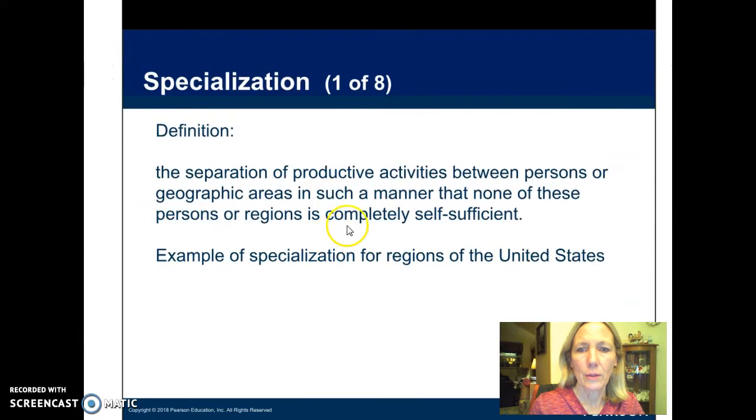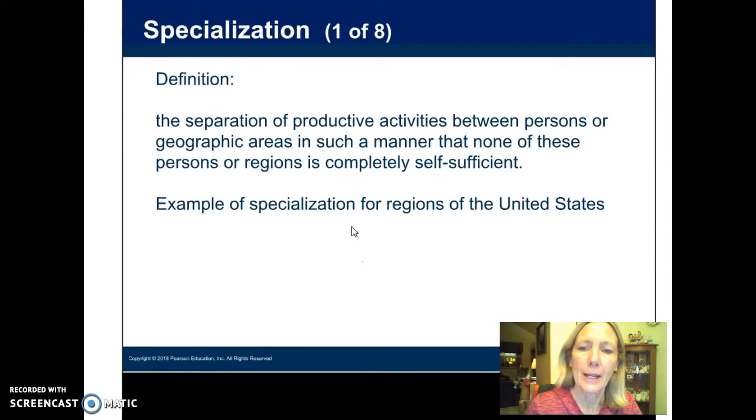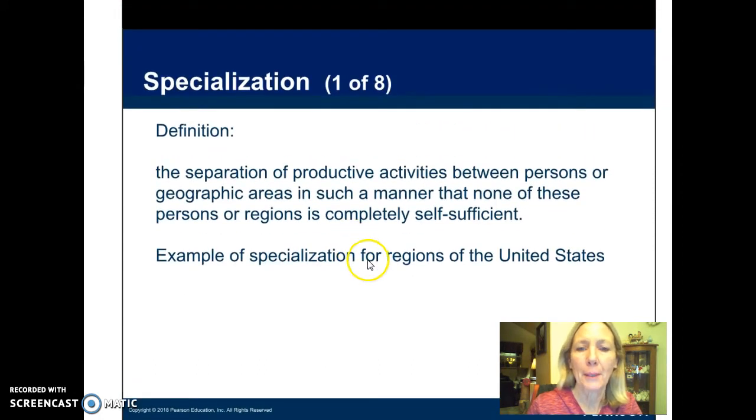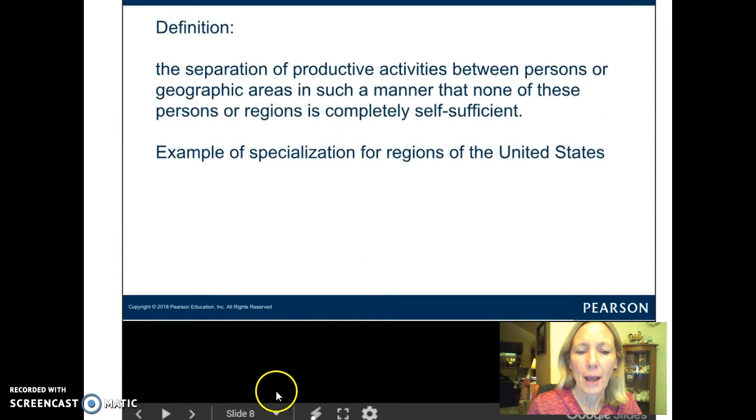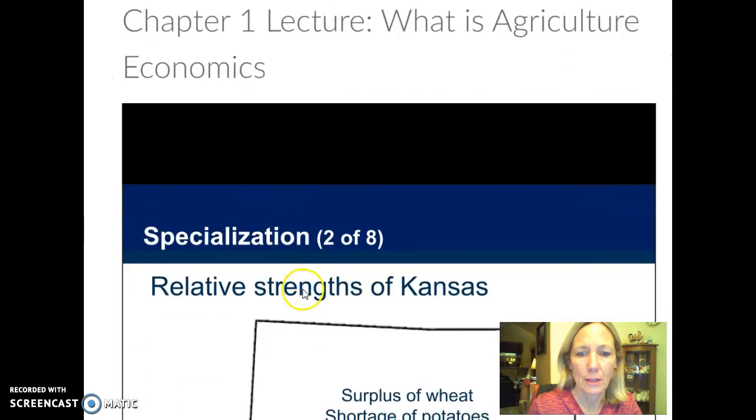Okay, so the idea of specialization goes to the law of comparative advantage, and they're going to give you an example, kind of a silly example, but it basically shows that no one is completely self-sufficient, and we all rely on other states or countries for the products that we need to purchase.